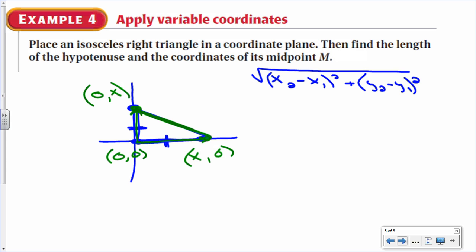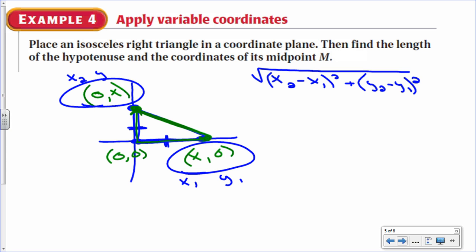All right, then the next part. Now, it doesn't matter what you use as your x2 or your x1 as long as you're consistent. So we'll call this the x1, y1. We'll call this one over here your x2, y2. Like I said, it makes no difference whatsoever.